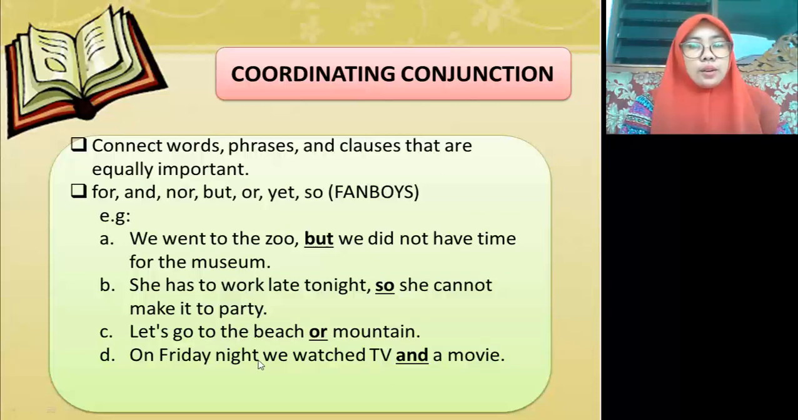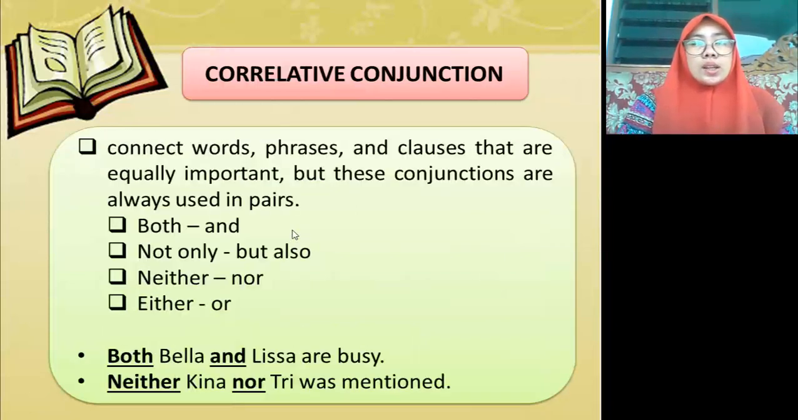On Friday night, we watch TV and a movie. Okay, so here are some words like but, so, or, and. That's the kind of coordinating conjunction to make your sentence, your words, become comprehensive here. And the next one, the second part of conjunction, is correlative conjunction.